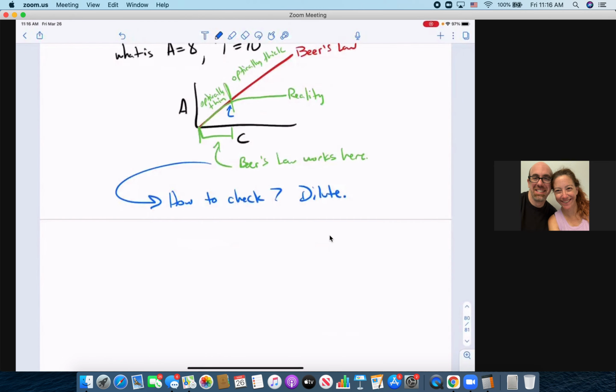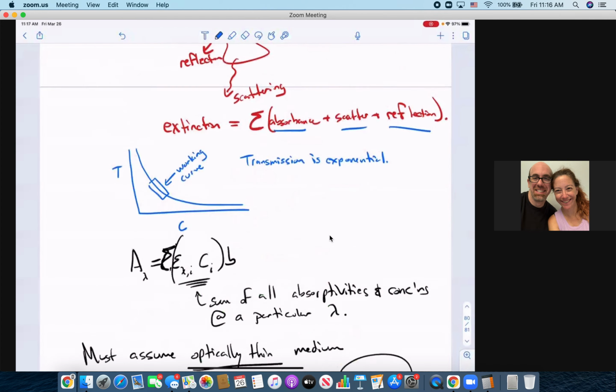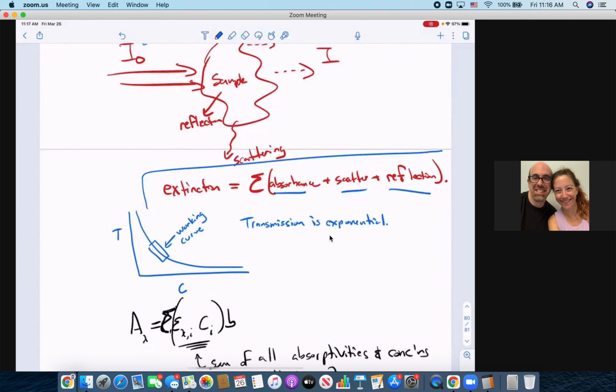To get around the other things absorbing, a perfect blank. Well, what about this idea we talked about before, sorry to scroll back up, that you're measuring scatter and reflection and absorbance, right? We typically don't worry about reflection too much, but you have to account for it at some level. You have to account for scatter, right?